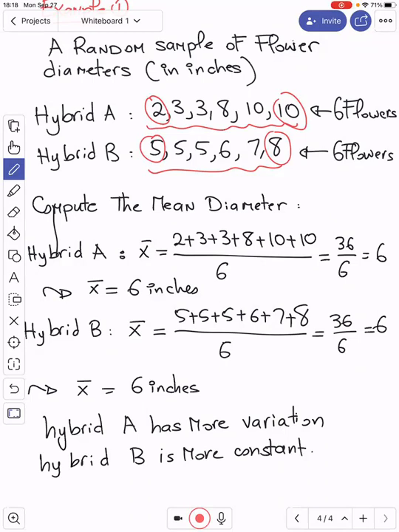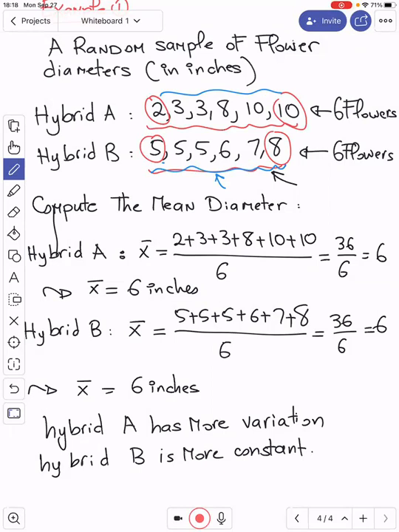Again, what I mean by more constant is the diameters are more or less close to the same number, right? Like in hybrid B, the numbers go from 5 to 8. So the difference between 5 and 8 is just a 3, right? The difference between the largest and the smallest values is just a 3. Here on top, the difference between the largest and the smallest diameters is 10 minus 2, which is 8.